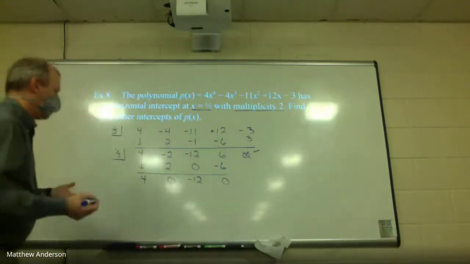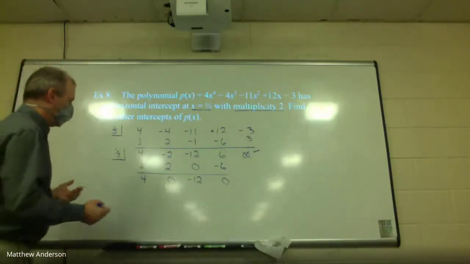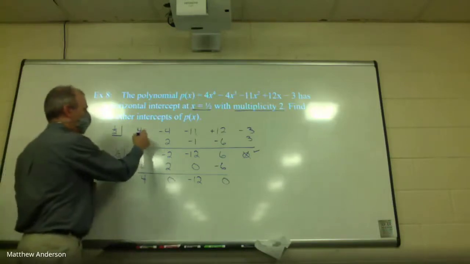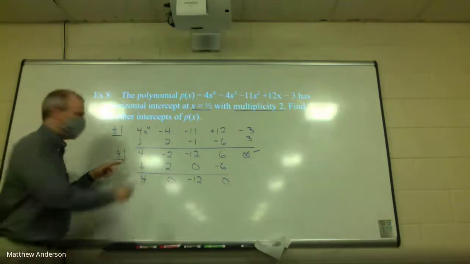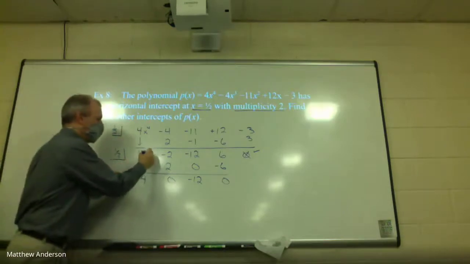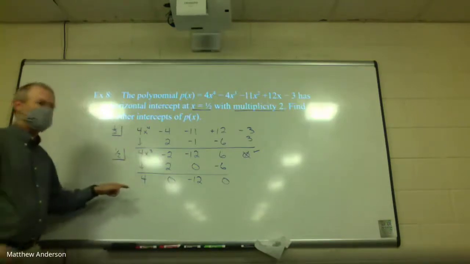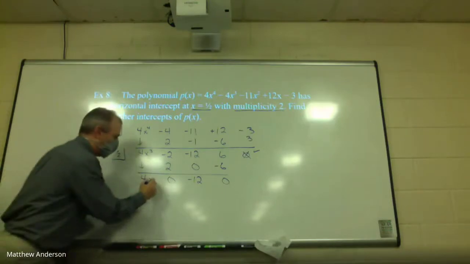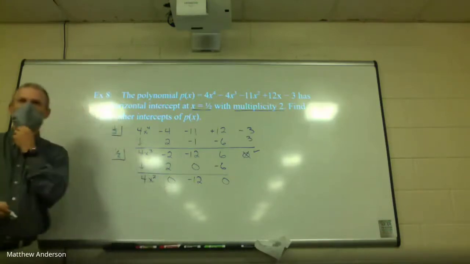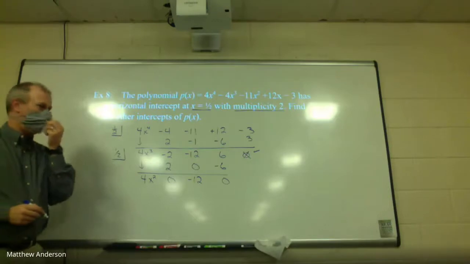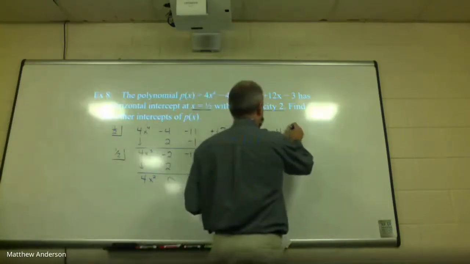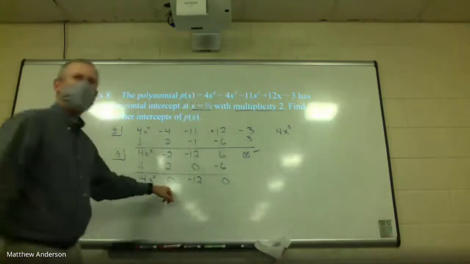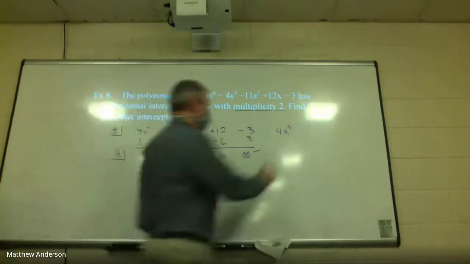Now, what do we have left? This was x to the 4th. We divided once, it became x cubed. We divide again, it is now x squared. Does that make sense? So what we have left is 4x squared, no x's, and minus 12.